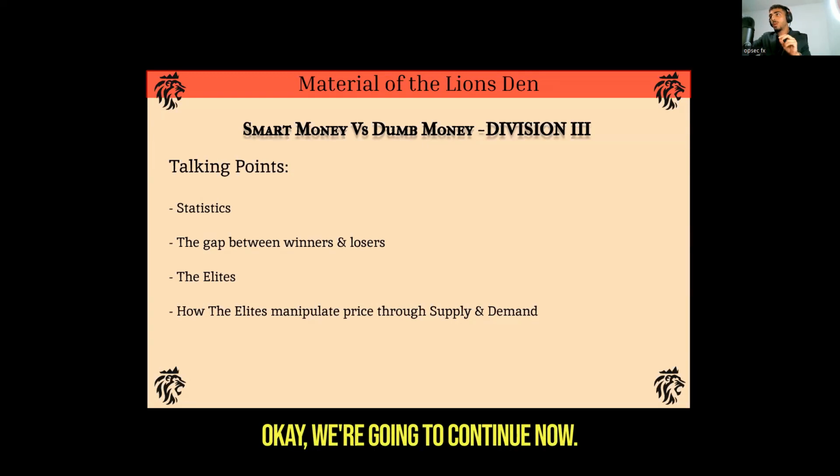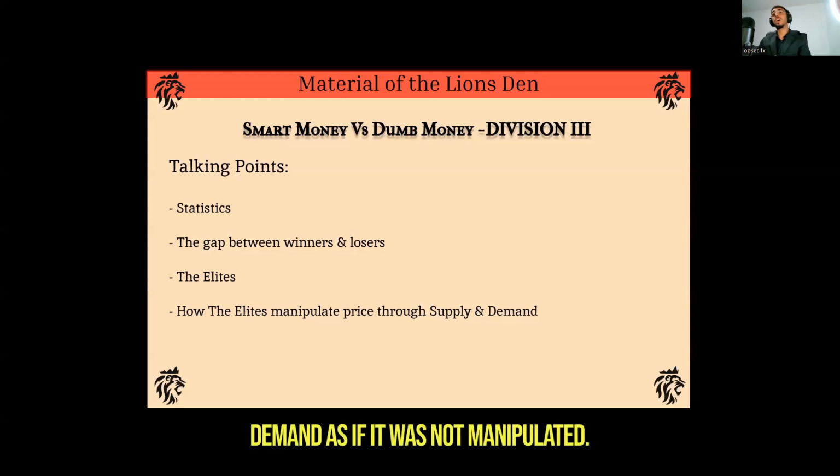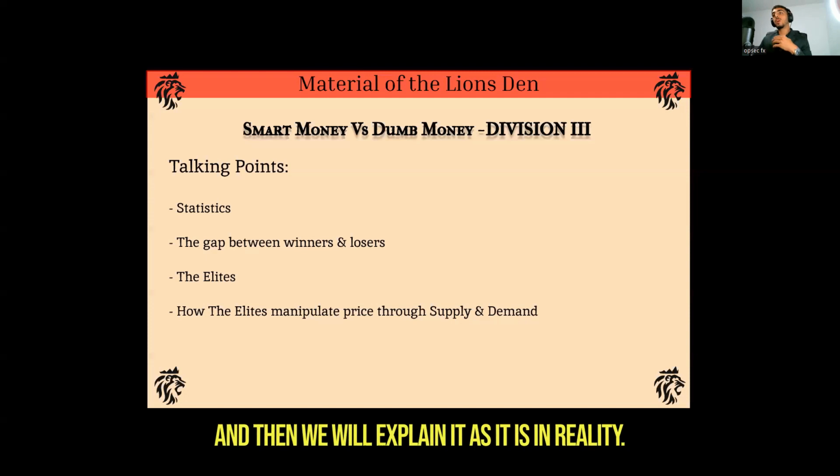Okay, we're going to continue now. So how do these elites manipulate price through supply and demand? So first off, we must understand supply and demand as if it was not manipulated, and then we will explain it as it is in reality.